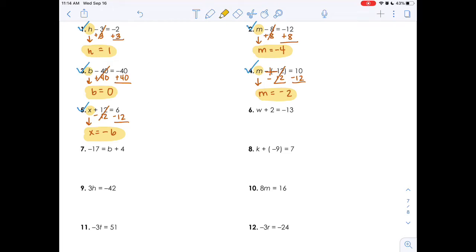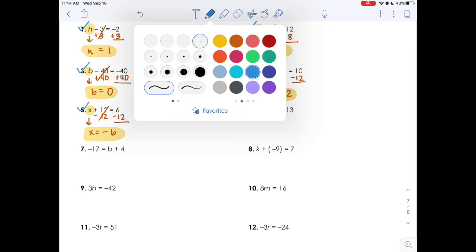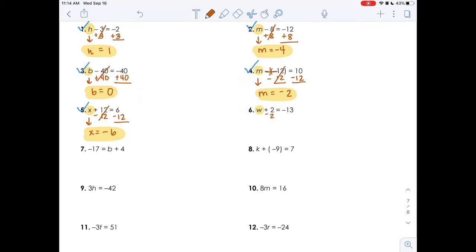Looking at number 6, I have w plus 2 equals negative 13. My variable is w. If I'm adding 2 to w, I'm going to subtract that 2 to get rid of it. 2 minus 2 is 0. And if I subtract 2 on this side, I'll get that w equals negative 15.